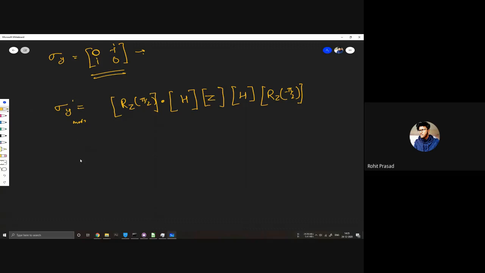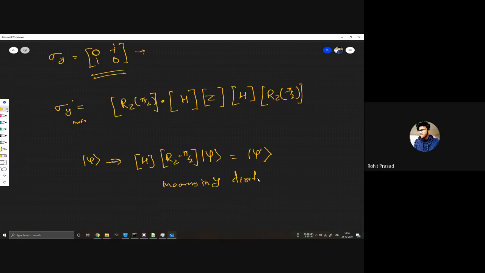So we can just say that if we have a psi, then we multiply it with this h rz minus pi by 2, and transform psi in this way and call this our psi dash, then we can measure y in the y direction while measuring in the z basis.